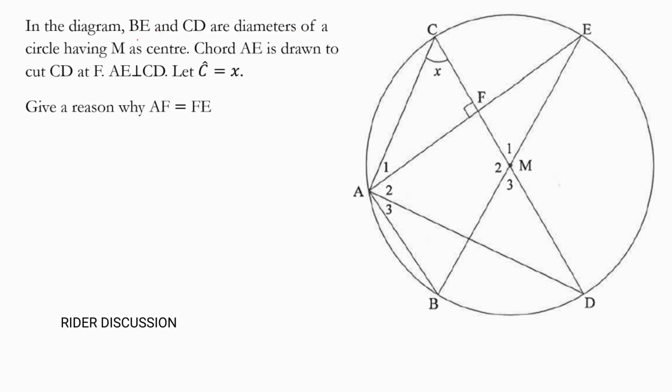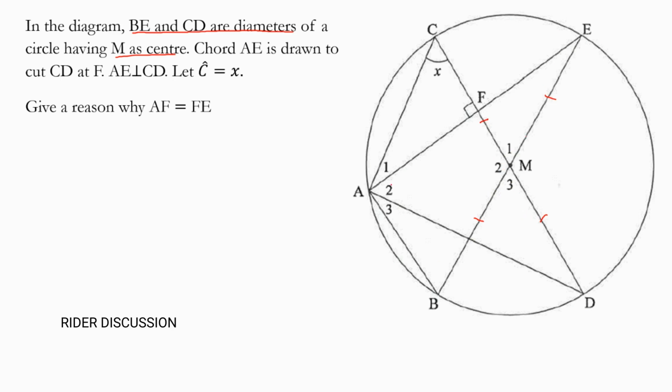Let's use the information. BE and CD are diameters of a circle having M as the center. So from this we can see that BM is equal to ME because they are radii. Even CM is equal to MD. So these four are equal: BM is equal to ME is equal to MC is equal to MD.